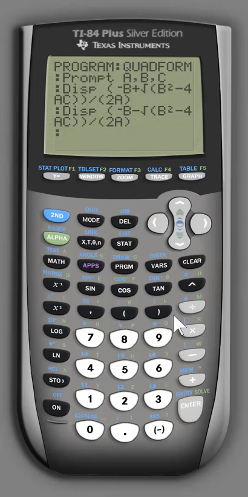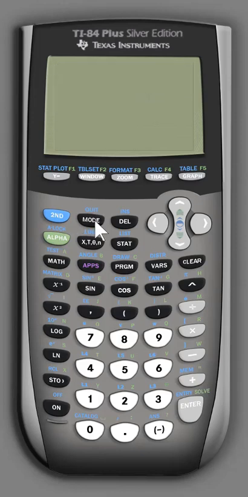And to get out of this now, we just do second quit. And to see if this really worked, I'm just going to do Program. Quad form is option 1, so I'm going to press option 1. Now to actually run the program, you press enter, and it asks for a value for a. Now suppose I'm doing, I'll just make something up, like x squared. Well, that has a coefficient of 1. Enter. Then it asks for a value for b. Well, maybe that's -2. Now the value of b is the coefficient on the x term. And then it asks for c. Maybe that's -3. Press enter, and there you go.